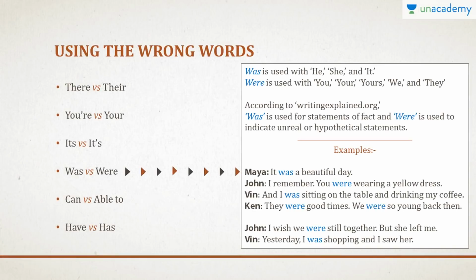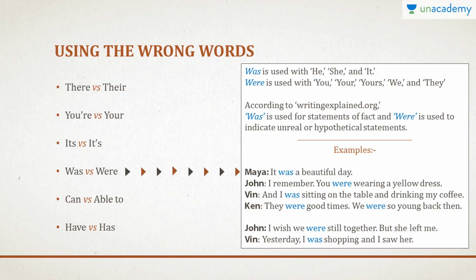Moving on to the next one that gets us confused while writing are the words was and were. Always remember this rule. Was is used with he, she, and it. Were is used with you, your, yours, we, and they. According to writingexplained.org, was is used for statements of fact, and were is used to indicate unreal or hypothetical statements. Let me read this example for you.